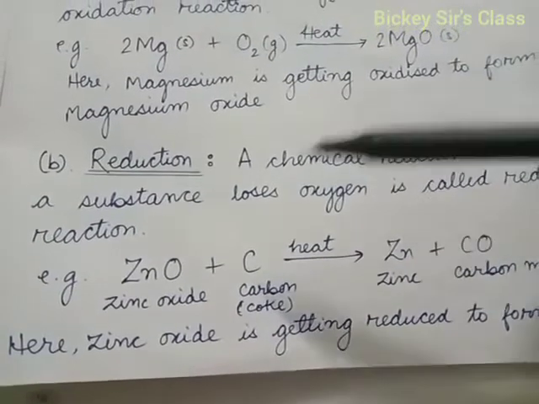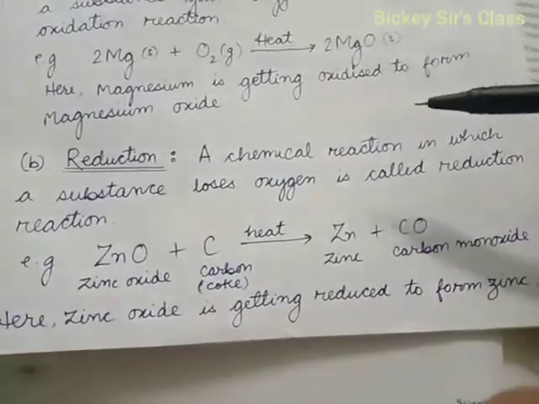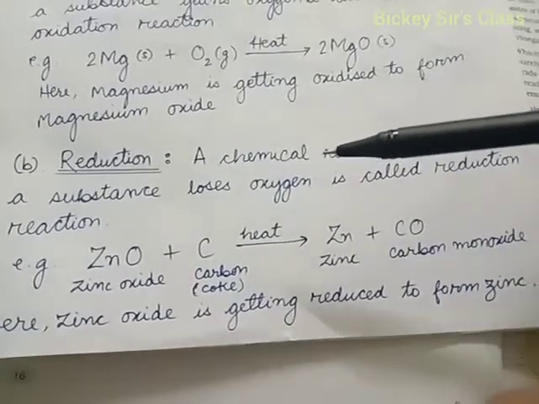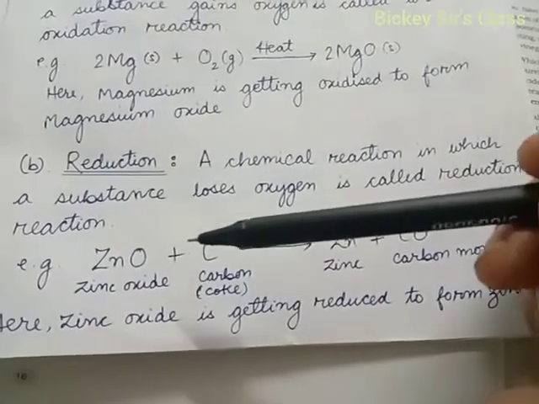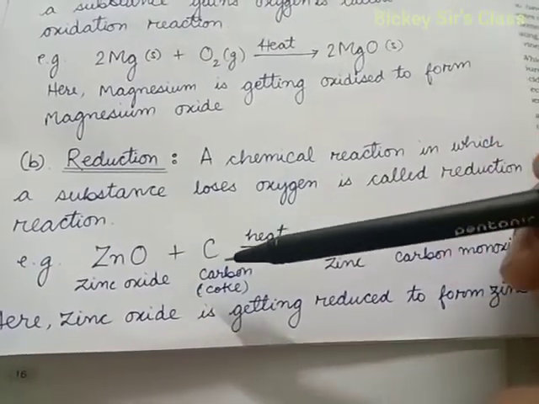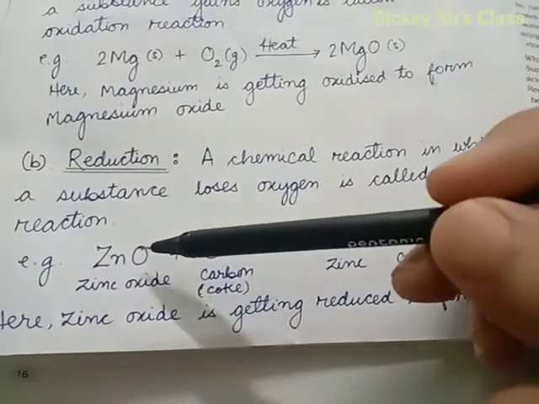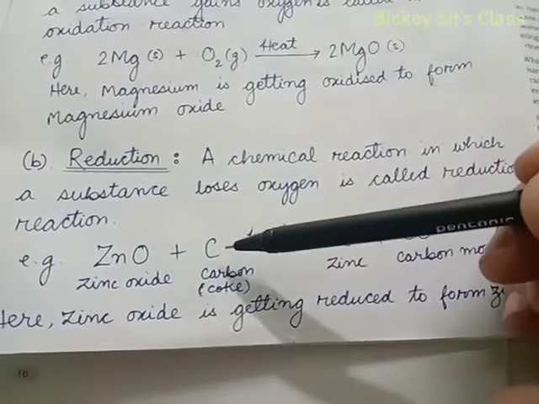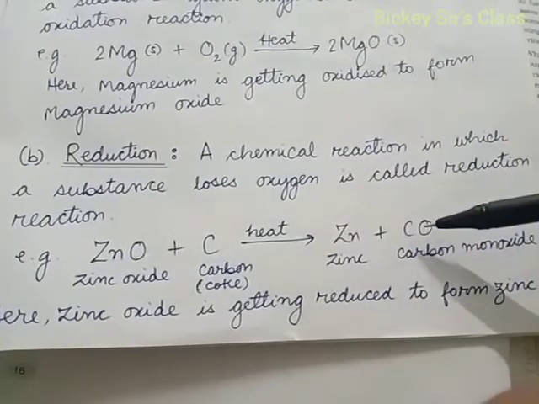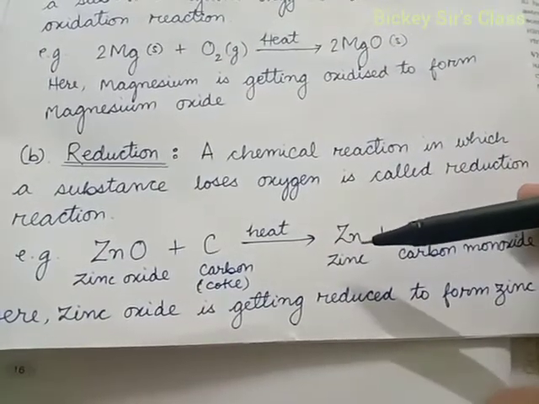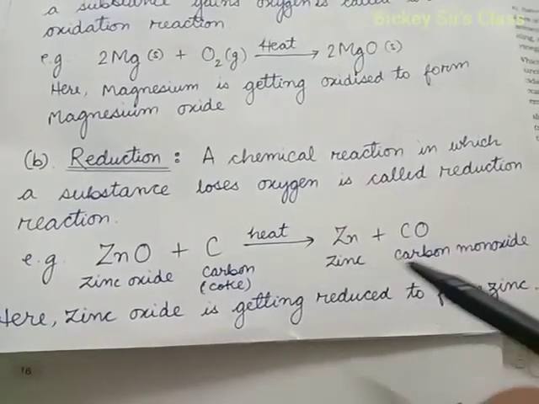The next one is reduction. So reduction can be defined like this. A chemical reaction in which a substance loses oxygen is called a reduction reaction. So an example is zinc oxide. When it is heated with coke, then the carbon present in the coke removes the oxygen from zinc oxide. It acts as a reducing agent. It removes the oxygen from the zinc oxide to form carbon monoxide, and zinc metal is formed. So zinc oxide plus carbon, when heated, produces zinc and carbon monoxide.